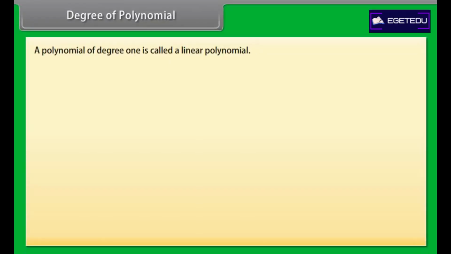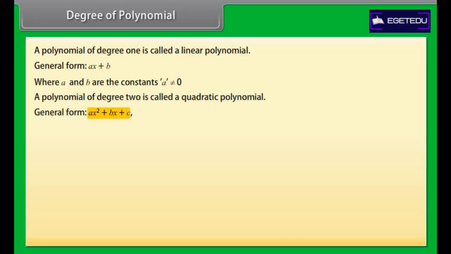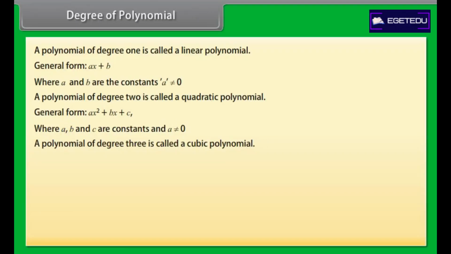Thus, 5x raised to the power 0 is equal to 5 into x raised to the power 0, which is equal to 5 into 1, which is equal to 5. Since the highest exponent is 2, the degree of 4x square plus 6x plus 5 is 2. Degree of polynomial. A polynomial of degree 1 is called a linear polynomial. Its general form is ax plus b, where a and b are constants. a is not equal to 0.